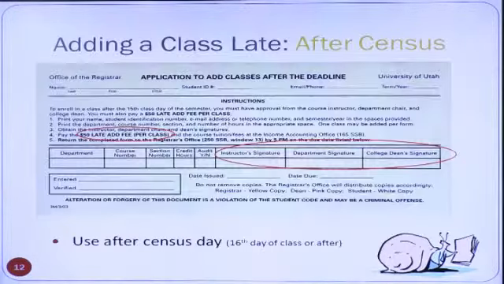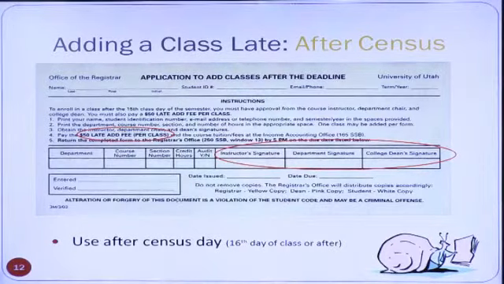Okay. If they're after the census date, there's a fee involved, and we need to have a few signatures. They need to have the instructor's signature, the department signature, and the college dean signature. So if a student really wants to be in a class, they're going to have to get some signatures. There's a little bit of legwork on their part. There's also a $50 late add fee per class. So the students really have to want to be in that class if they're going to pay that.